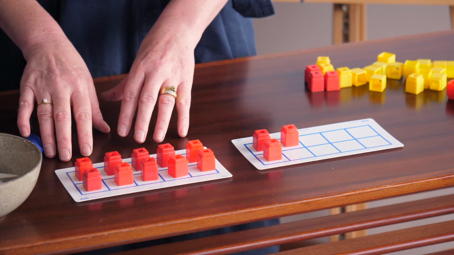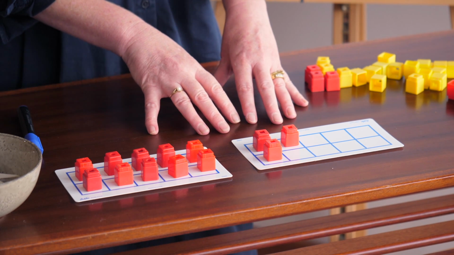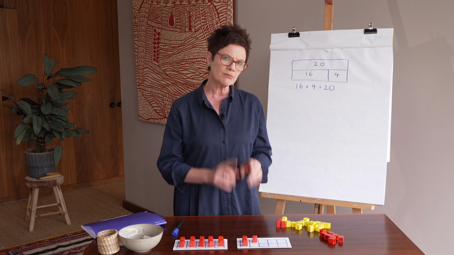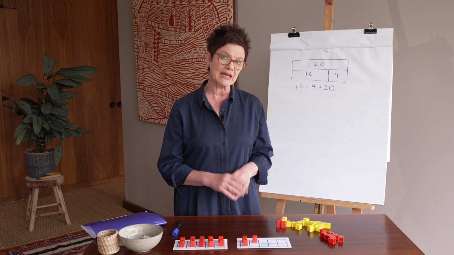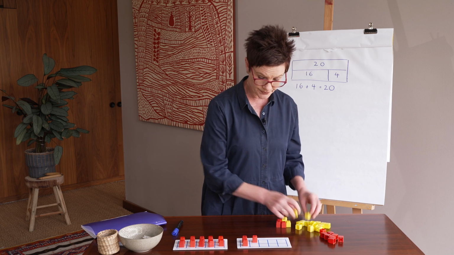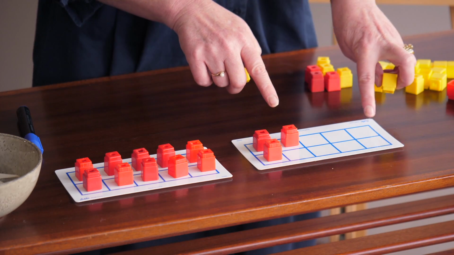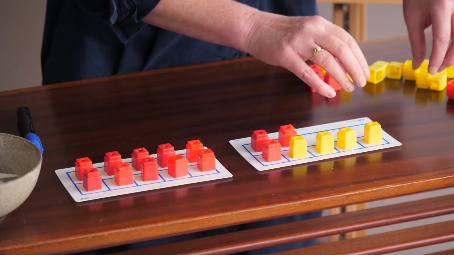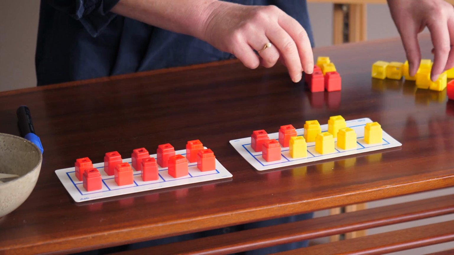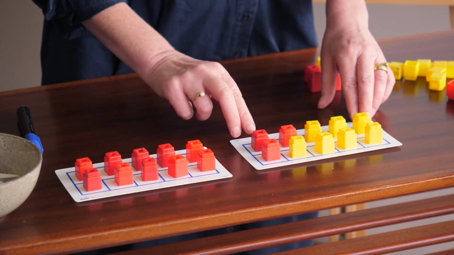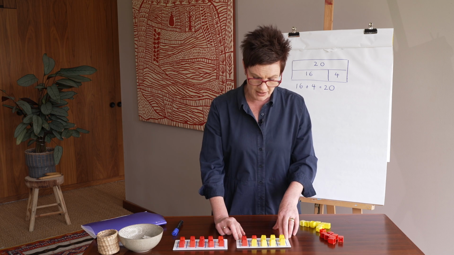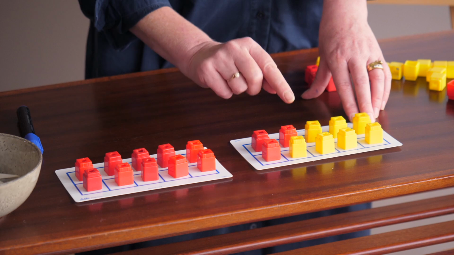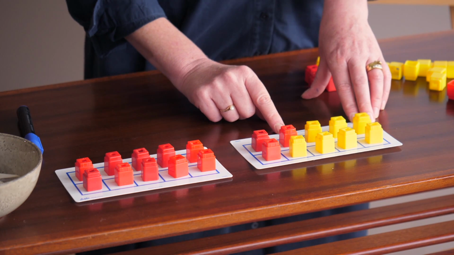I'm going to make 13. It's a 10 and a 3. How many more do I need to make 20? Let's have a look. I can see it on my tens chart. Okay, now on my frame I can see I have 13 and 7 more.